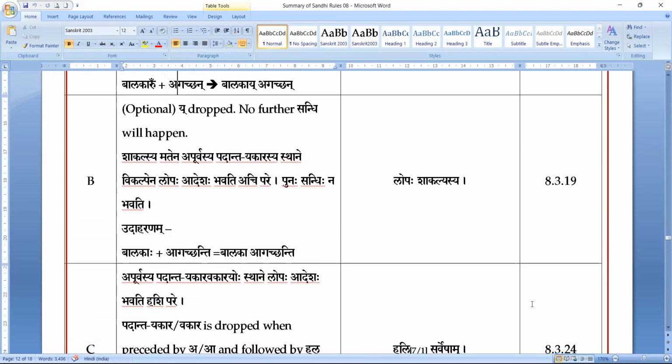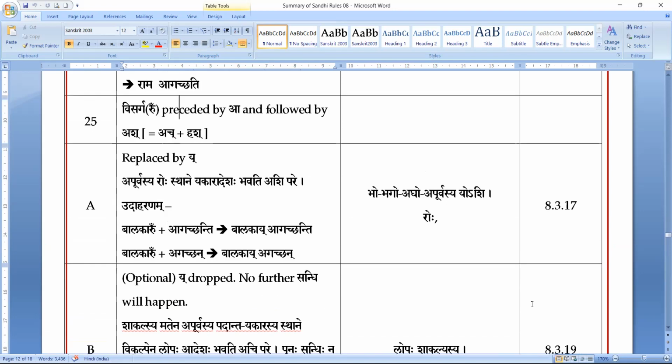Okay, for quick, I'll tell you what it is. We know that Ru comes in the place of what? Sakara. What Sakara? Padanta Sakara. Padanta Sakara will get Rutva Desha. Ru is nothing but Repa. And Repa will become Visarga at the end or when followed by Kar. Repasya Sthana Visarga Desha Bhavati. That is when followed by Kar or by Avasana. Then only it becomes Visarga.